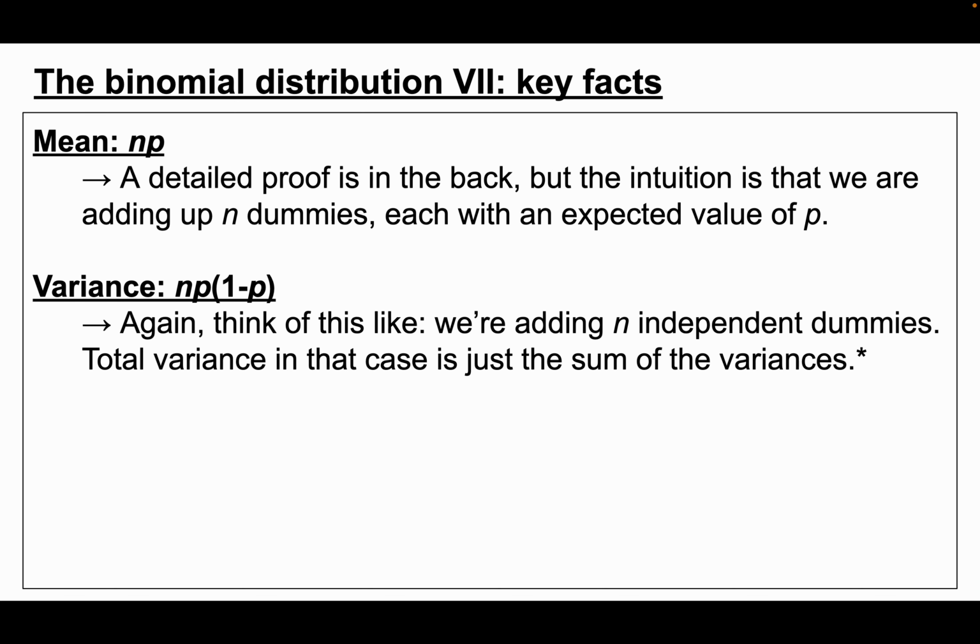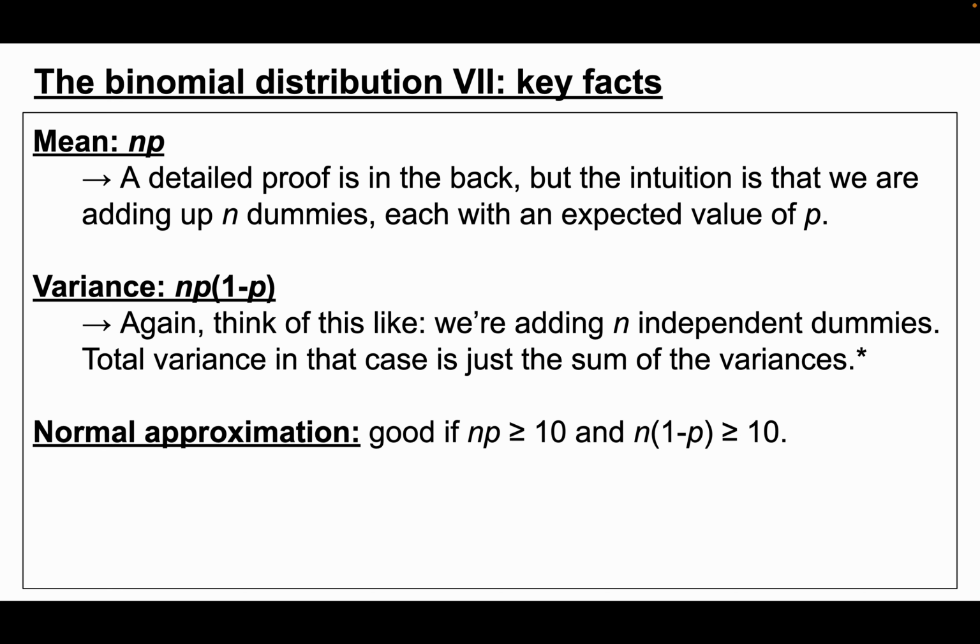Again, think about it like this. We already know that the variance of a dummy variable in the population is p times 1 minus p, and the total variance in that case is just the sum of the variances. By the way, note here that we're not messing around with any n minus 1 stuff, because these binomial distributions are not observed distributions. They are theoretical distributions. So this is not the distribution in a particular example. It's a distribution of many samples. That's a sampling distribution. It's a good approximation to the normal if np is greater than 10 and n times 1 minus p is greater than 10.